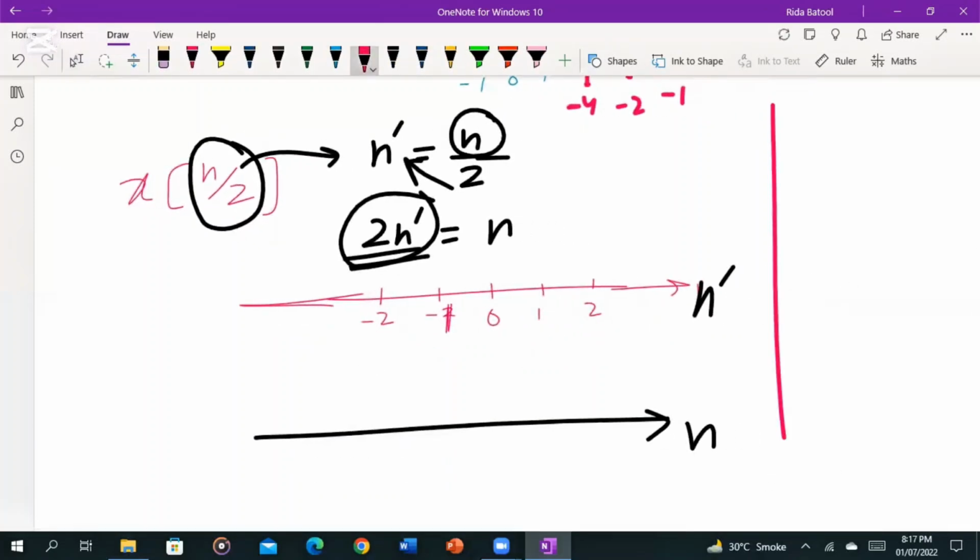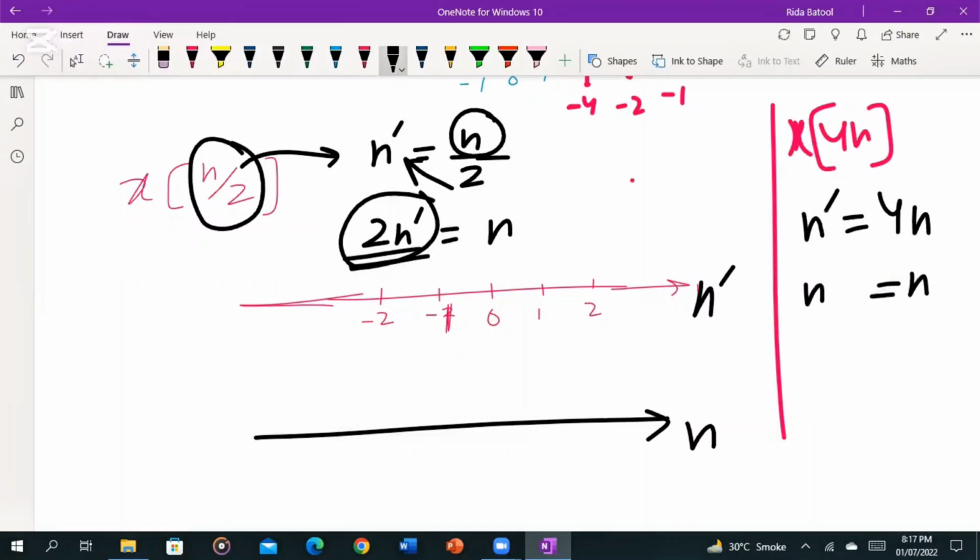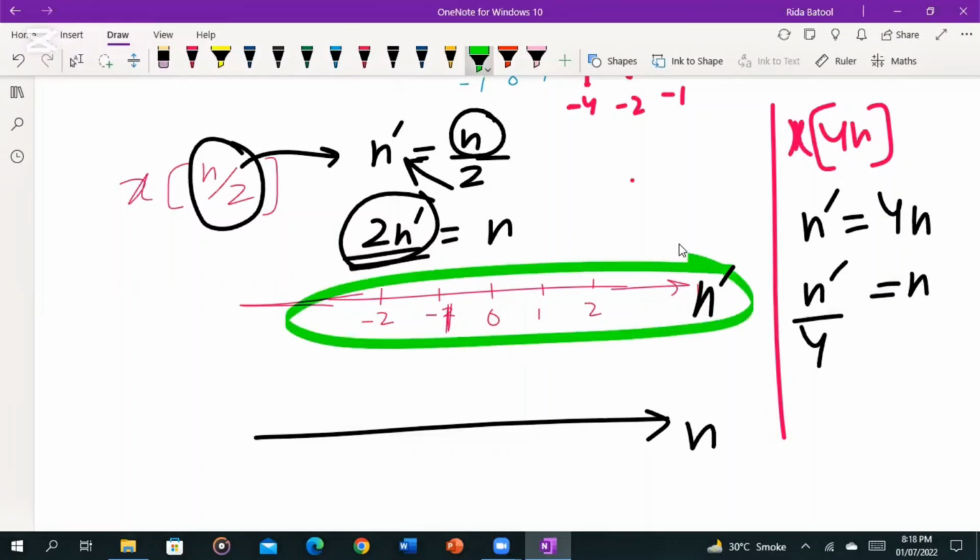If it is x of 4n, then same, you have to take it equal to n dash, n prime, and you have to make n the subject of the formula. So n by 4. So you have to divide all values of n dash by 4 to get new values of n.